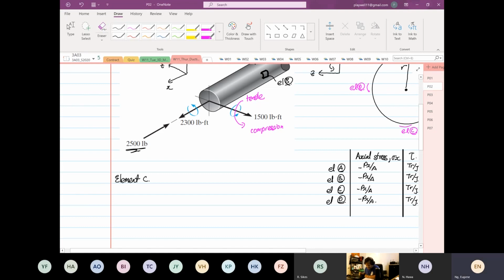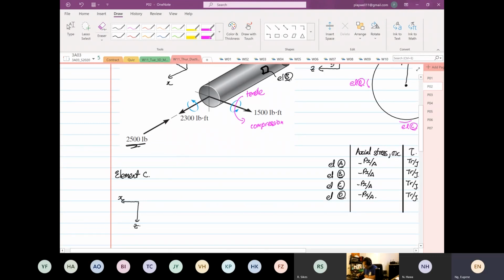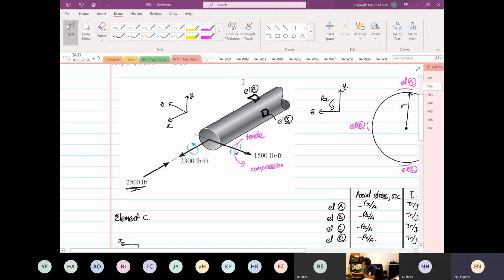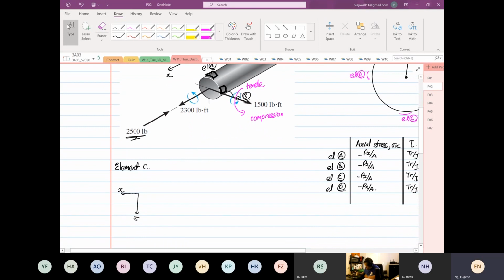Okay, at element C. So I'm going to view from the bottom now. Okay, so this is my X. And this is my Z. Okay, so this is the shaft. I do apologize. Those elements should be located not there, but here. More like here. I do apologize for that. Okay, so now we look at the shaft.